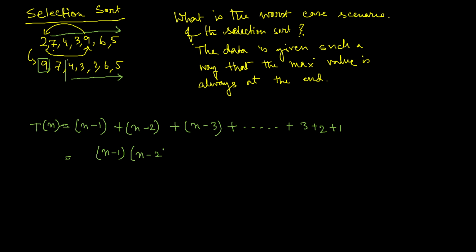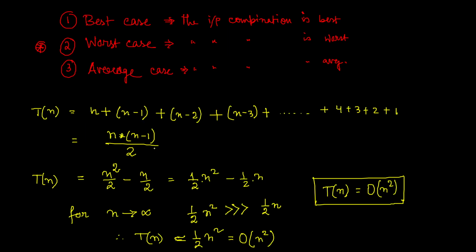Just a minute. Is it n into n minus 1 or n into n plus 1? 1, 2, sorry, 2 plus 3 plus 4, that is 7, 9, 10, and 4, 8, 5 by 2. So it is n into n plus 1, not minus 1.